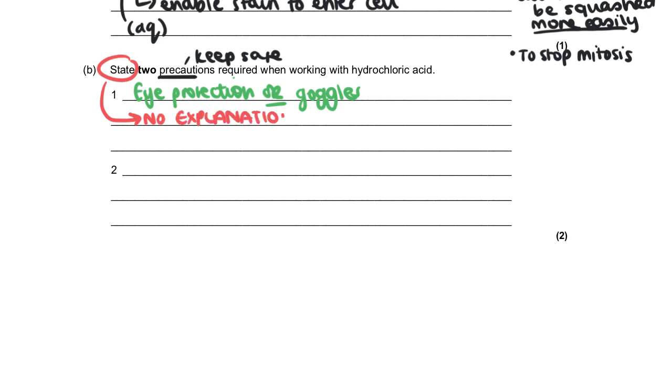So you could have said for the first mark, eye protection or goggles. As this question is just a state, you don't need to explain. So you don't need to tell me why that eye protection is important. I'm going to presume that you know why eye protection is important. Also, along with eye protection, because this acid is a liquid, you might want to use gloves. Gloves alone is a mark.